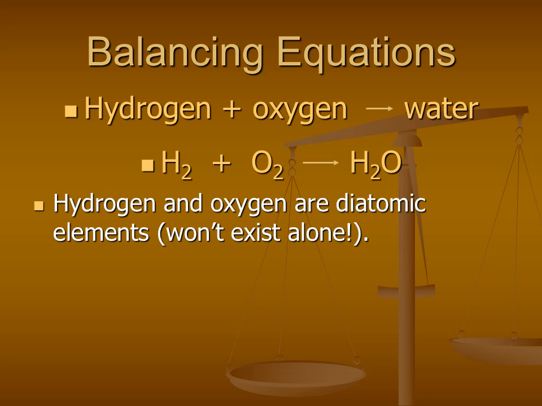Okay, so hydrogen plus oxygen yields water. So that arrow, remember, is called the yield sign. So hydrogen and oxygen are both diatomic elements. They don't exist by themselves. They exist in pairs. So always two hydrogens together. There are always two oxygens together. So here we have H2 plus O2 yields H2O.